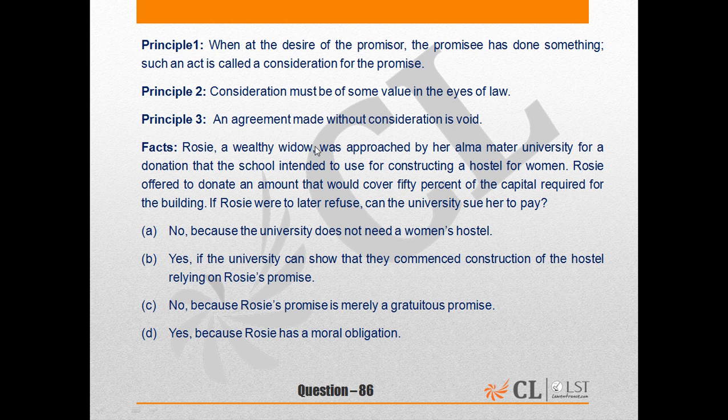So option B, if you see that if the university can show that they commenced construction of the hostel relying on Rosie's promise, this will go exactly with the principle when it says when at the desire of the promiser, the promisee has done something. So that is why the correct option for this particular question is option B, that she would be liable to pay, but when, if the university can show that they commenced the construction of the hostel relying on Rosie's promise. So therefore option B is the correct answer for question number 86.